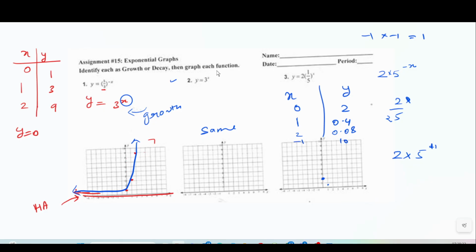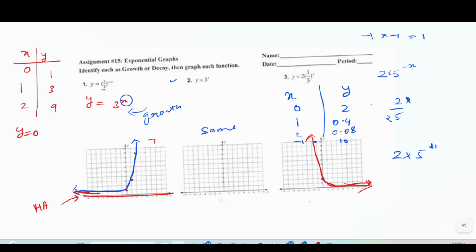So let's see. 0, 2 is this. 1, 0.4 is this. 2, 0.08 is this. And negative 1 is 10, which would be here. Suppose this is 10. So it will go like this, right? Something like this, right? Done? I think so, yeah.